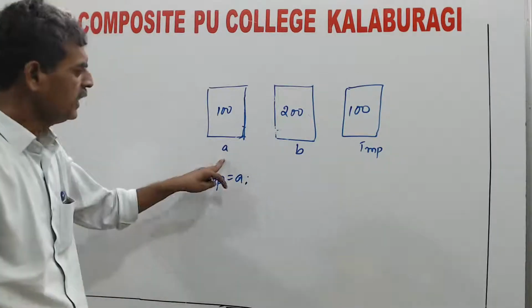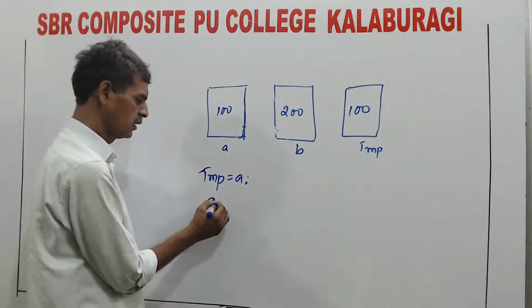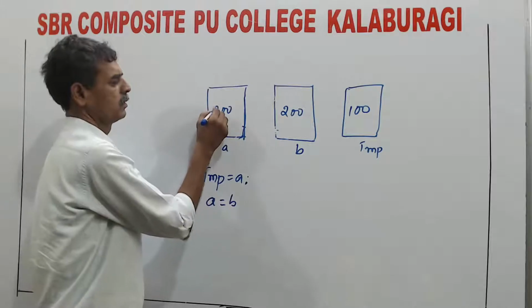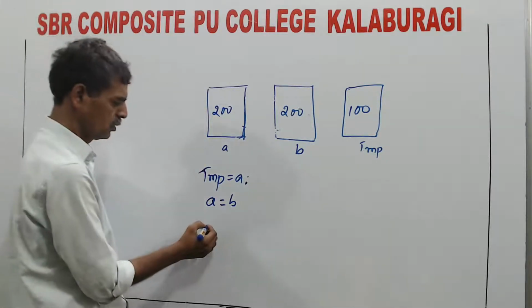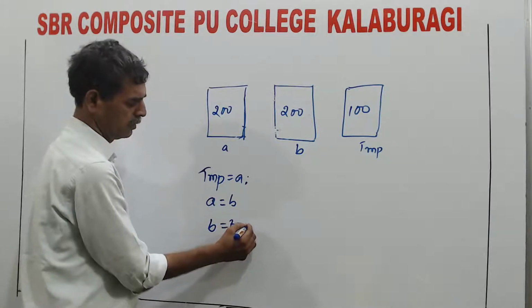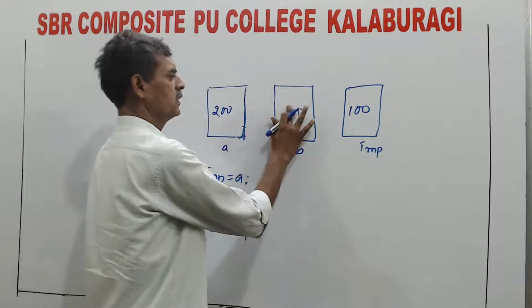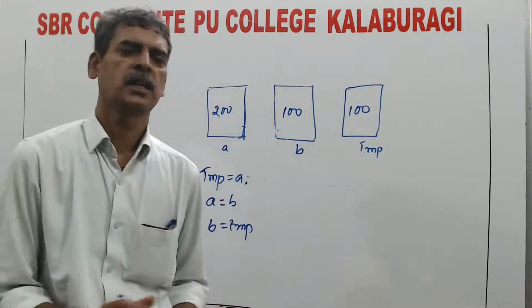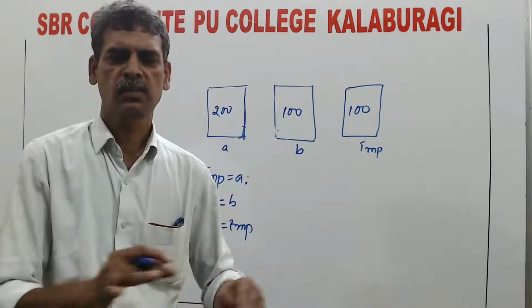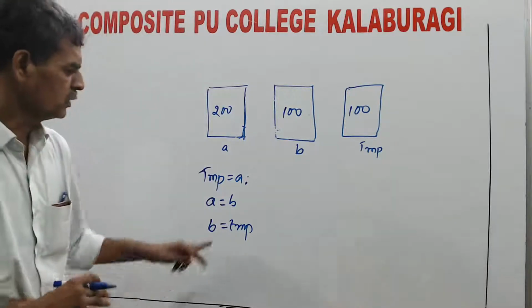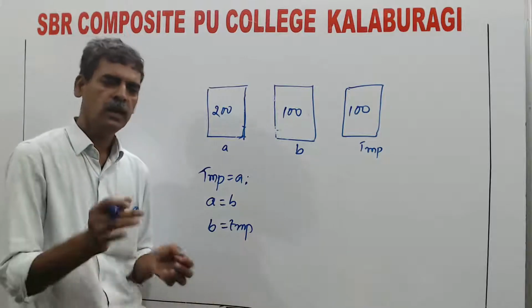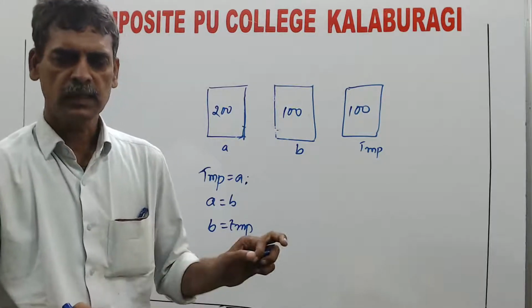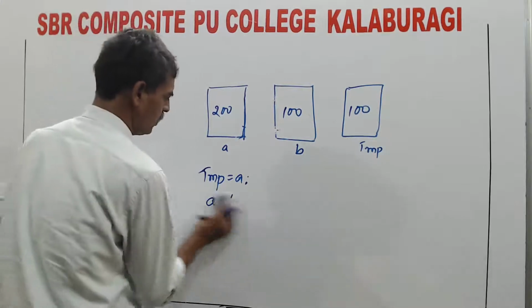Now, A is equal to B. So the value of A changes to B, so this will become 200. And B is equal to temp. So temp is 100. This is how two values are exchanged. It's called swapping. Exchange of values is called swapping, using a third variable temp. So we'll write a program for this, passing pointers as arguments. Then we'll see how the program will be.